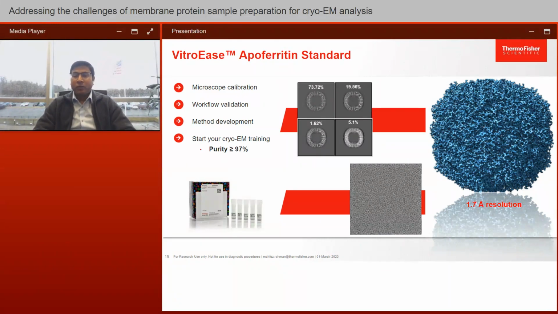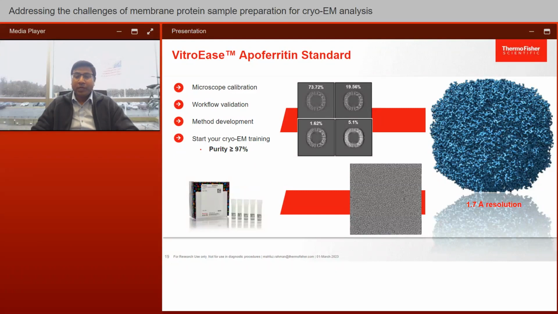Apoferritin is being widely used as a standard protein for single particle cryo-EM. The applications of apoferritin include microscope calibration, workflow validation, and method development. And we are happy to share that we are supplying apoferritin ready to apply on the grids. The sample is 97% pure and consistently provides high resolution data. The highest resolution we obtained was 1.7 angstrom.